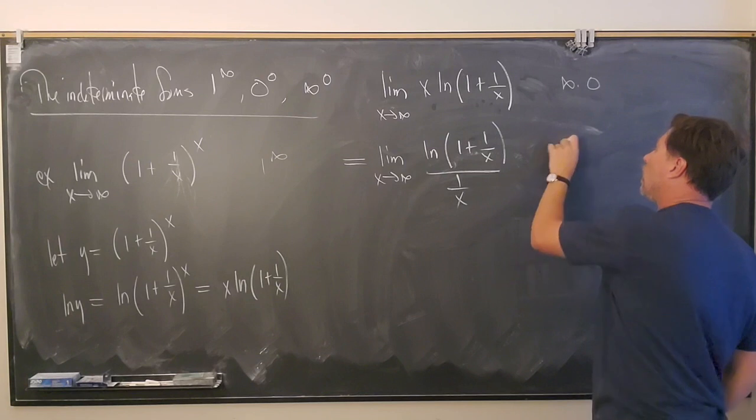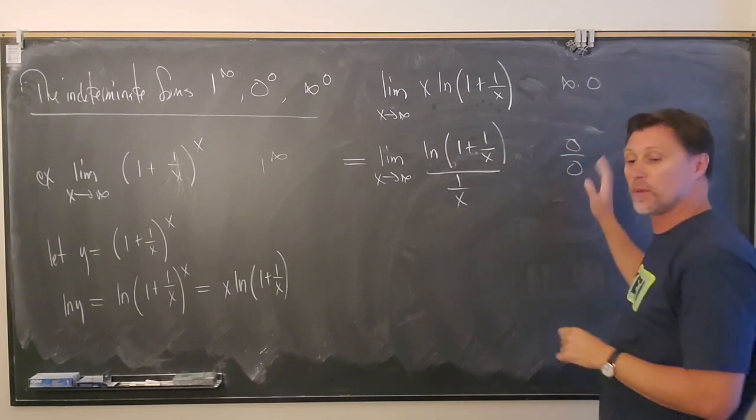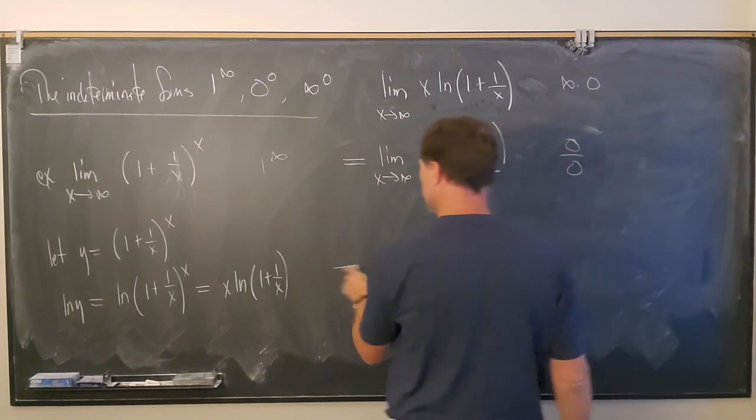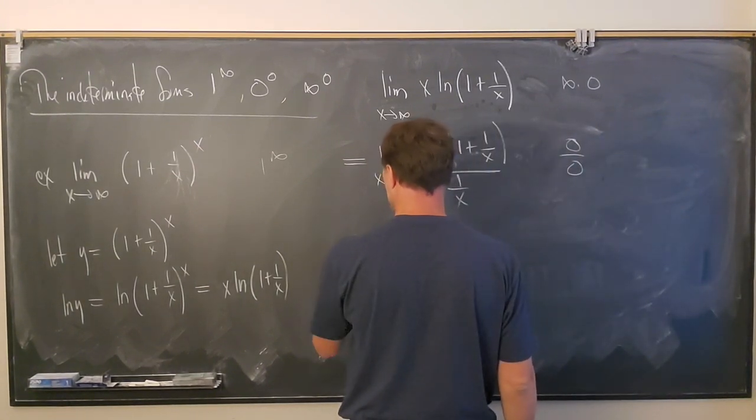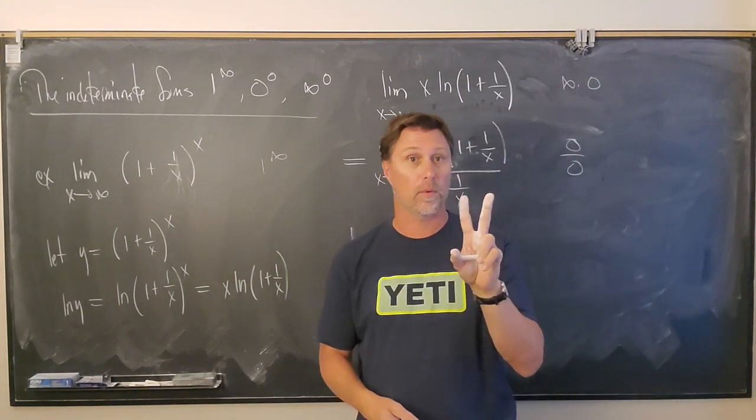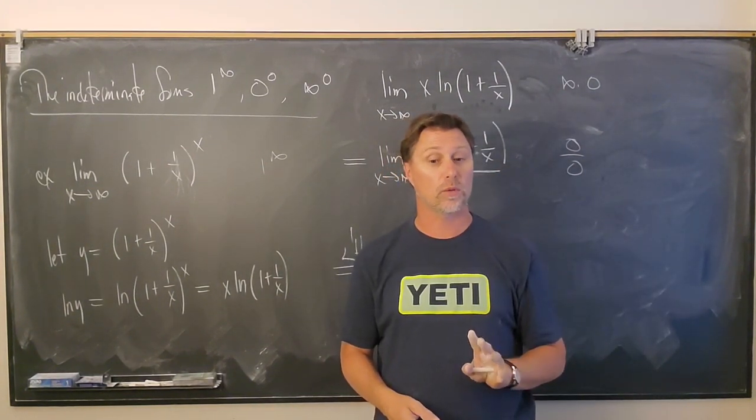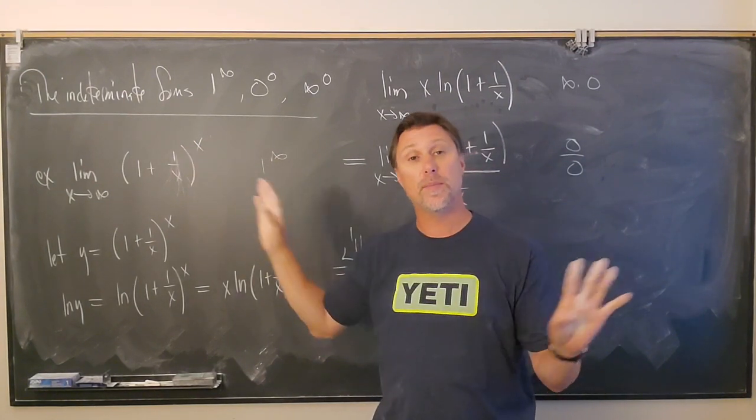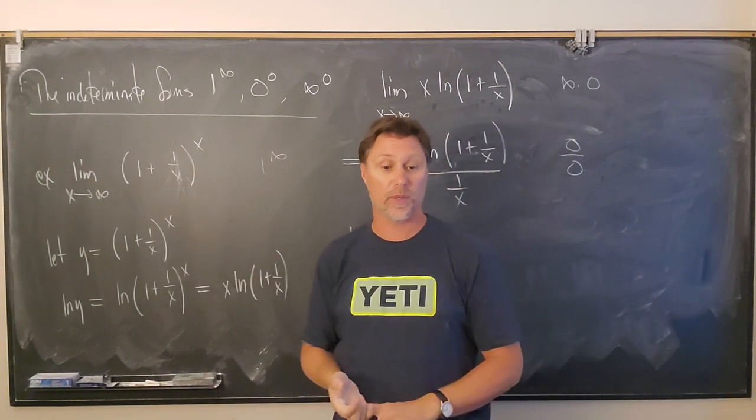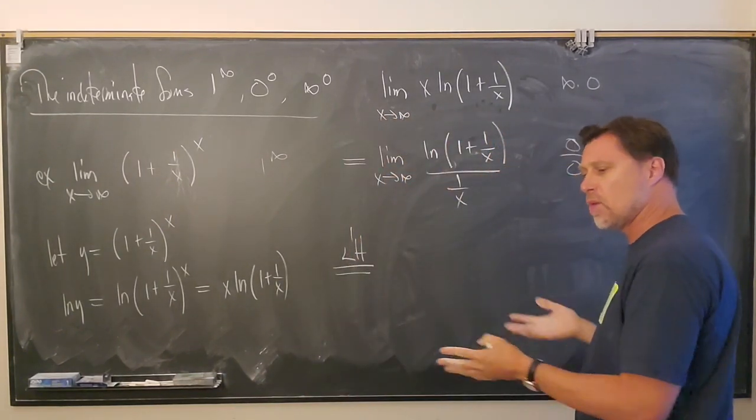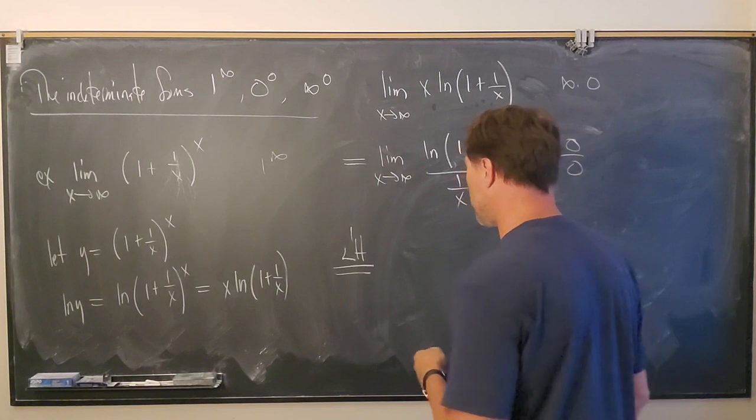Now I have the indeterminate form 0 over 0. I can apply L'Hopital's rule. And I really want to emphasize, we learned a bunch of indeterminate forms. Only 2 of them are where we can apply L'Hopital's rule: 0 over 0 and infinity over infinity. All the others have to be manipulated first before you can apply L'Hopital's rule. And that's kind of the point, right? We're trying to get things in position, manipulate them so that we can actually use L'Hopital's rule.